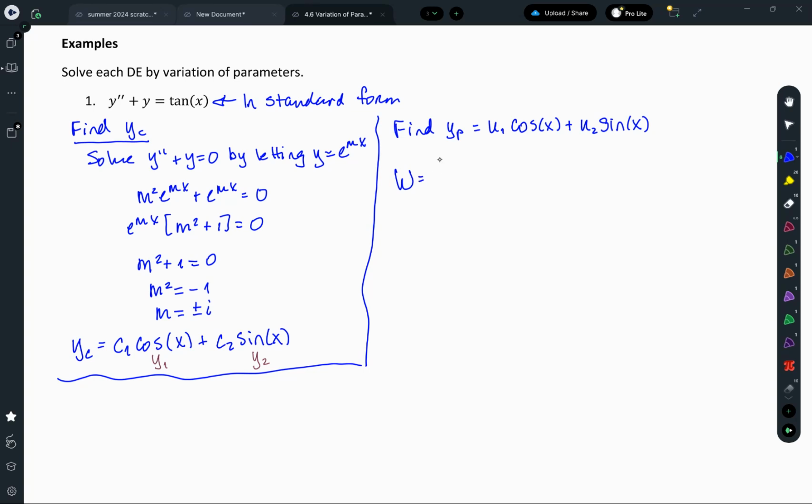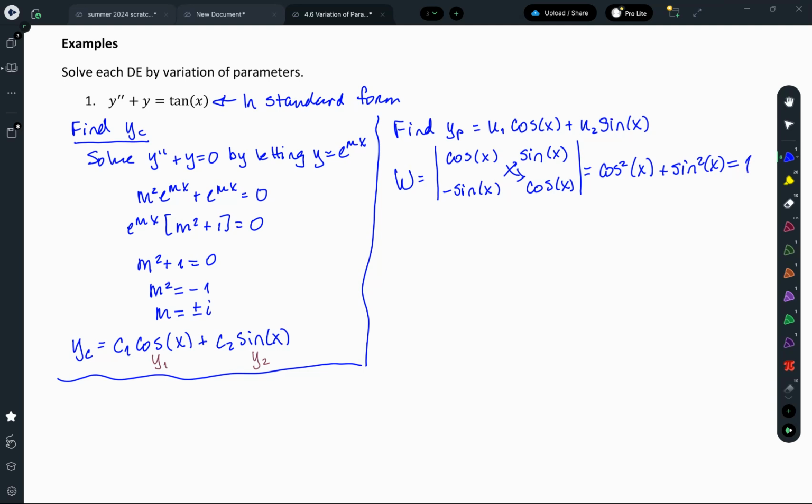W will equal the determinant where the first row is y1 and y2, so cosine of x and sine of x. Then I just take derivatives. The derivative of cosine is minus sine of x. Derivative of sine is cosine of x. I do that diagonal product, so I get cosine squared of x minus a negative, that'll be plus sine squared of x. And that is a Pythagorean identity that's equal to 1.